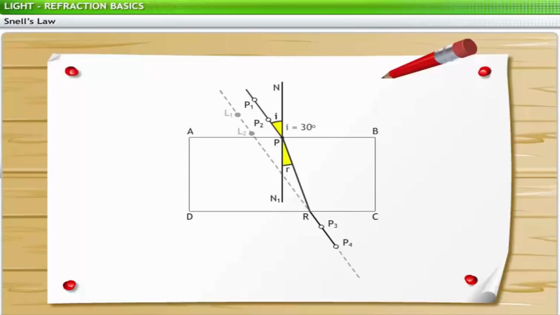Finally, by finding their sine values and applying them in the formula, we find mu is equal to sine i divided by sine r. If the experiment is repeated using different values of angles of incidence, the refractive index remains the same. Thus, this experiment verifies Snell's law.